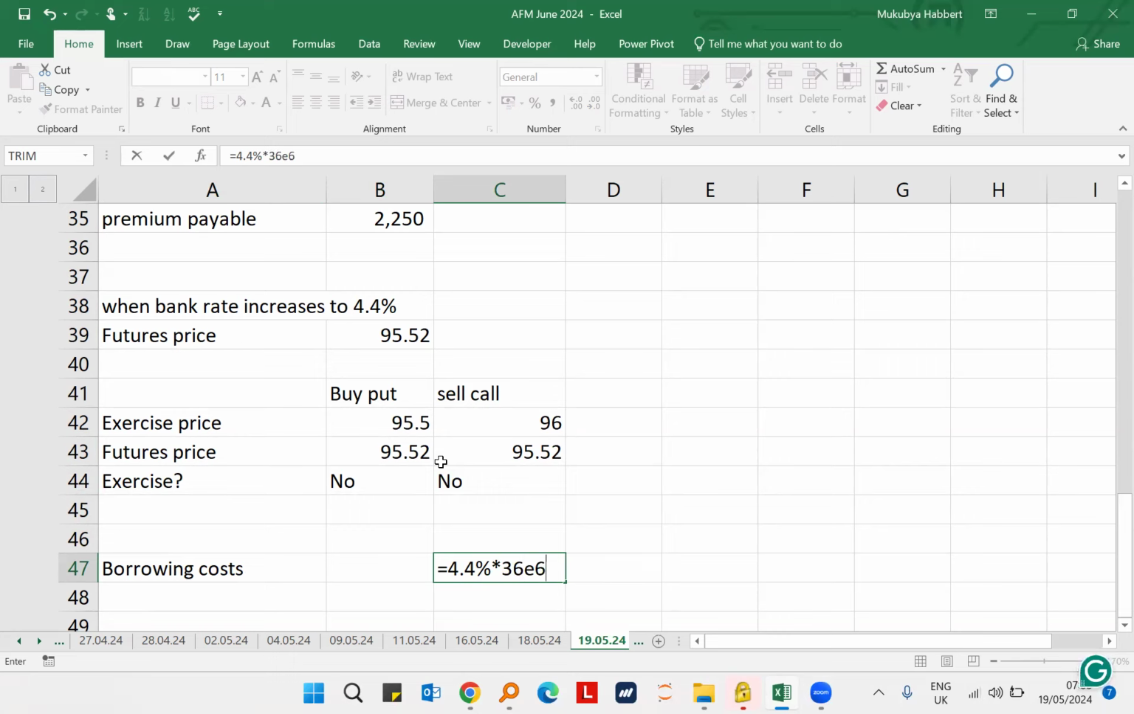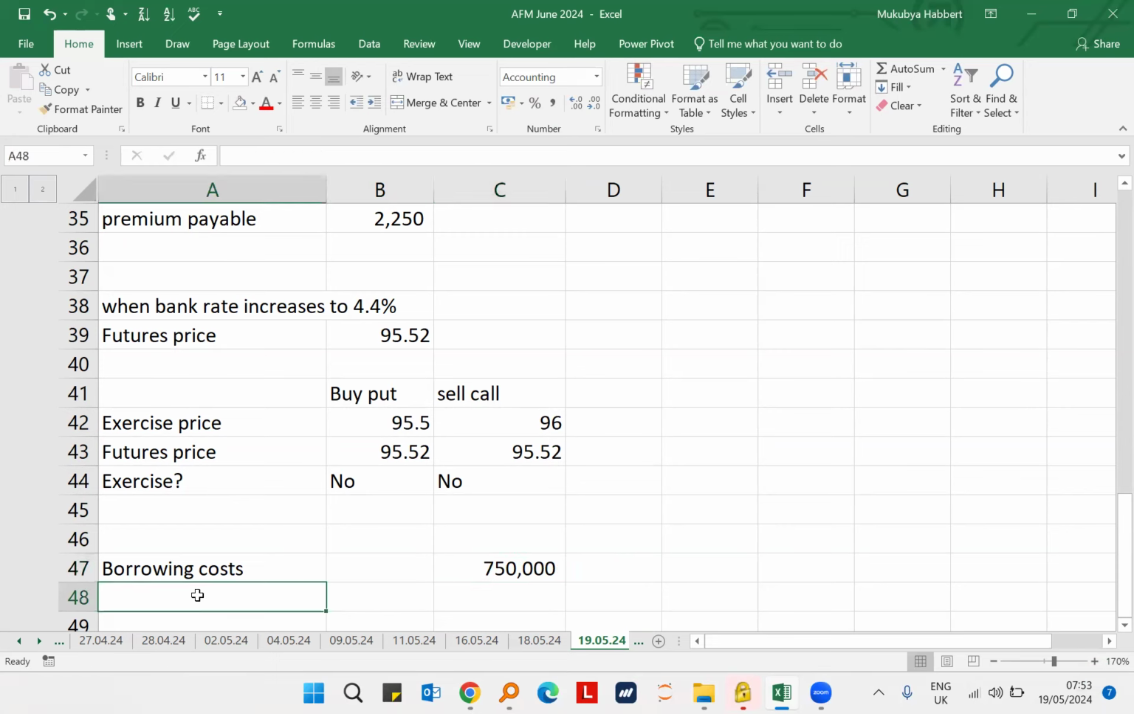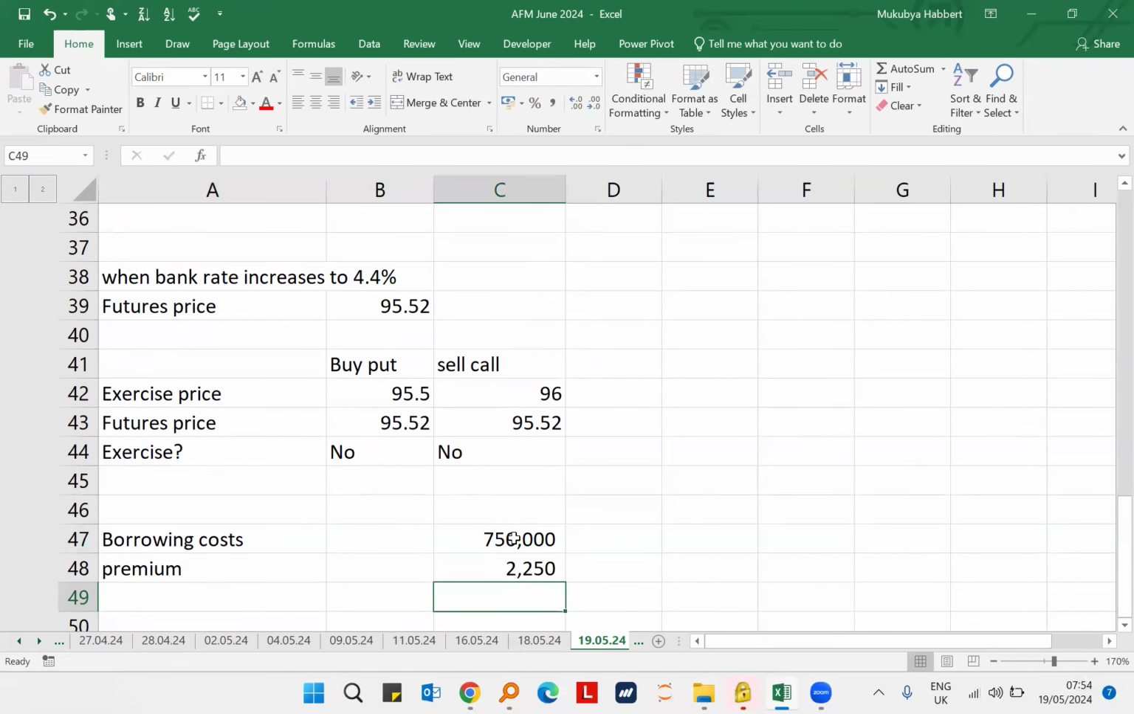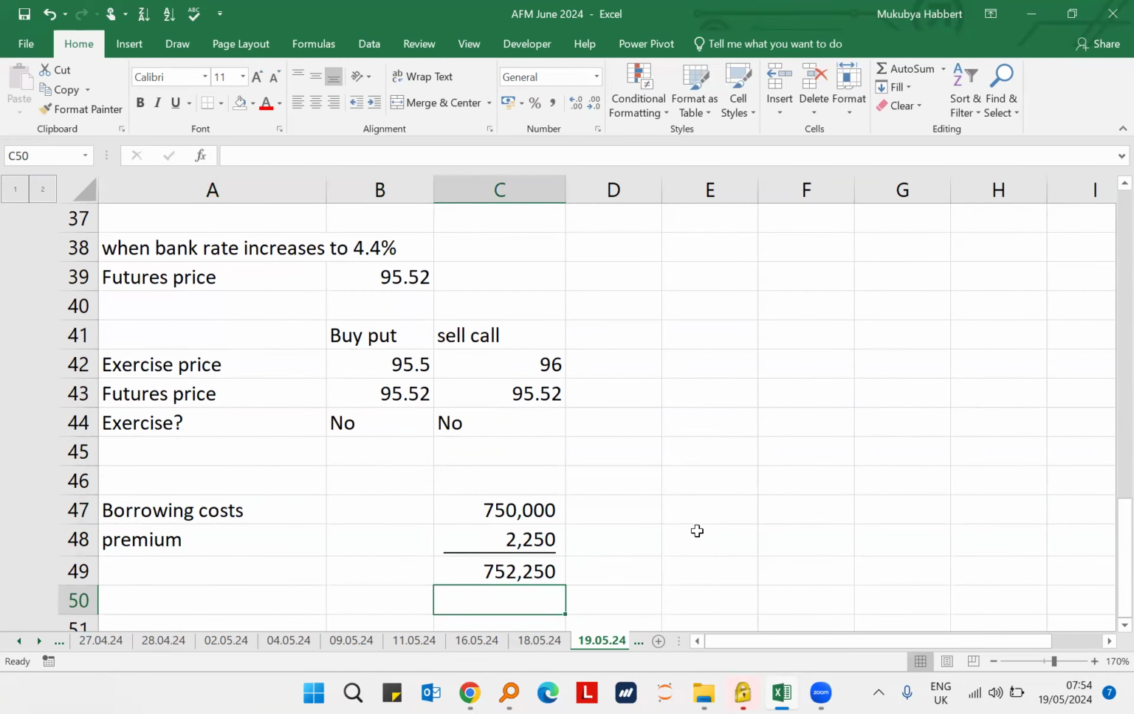But we are borrowing it only for 5 months. But remember that we don't borrow at 4.4, we borrow at 4.4 plus 60 basis points. So that is what we are going to borrow at. So we shall be paying 750,000 as the borrowing cost, but we shall have also paid a premium of 250,000. So we shall have made the total payment of 750 plus 250.